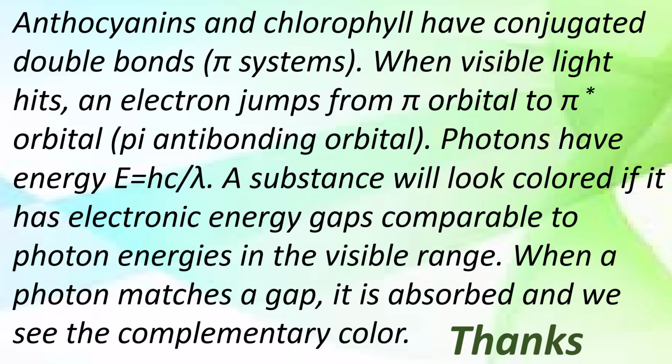It means a substance will look colored if it has electronic energy gaps comparable to photon energies in the visible region. When a photon matches a gap in the energies, it is absorbed and we see the complementary colors. What are complementary colors? For example, for violet it is yellow, for red it is green, for blue it is orange. So when a photon matches a gap it is absorbed, and we see the complementary color, the light that is reflected.